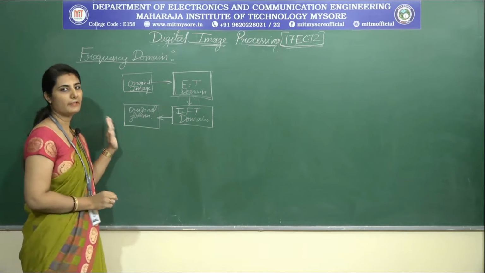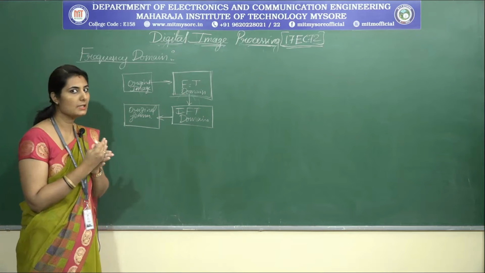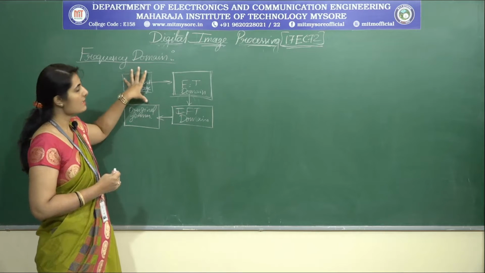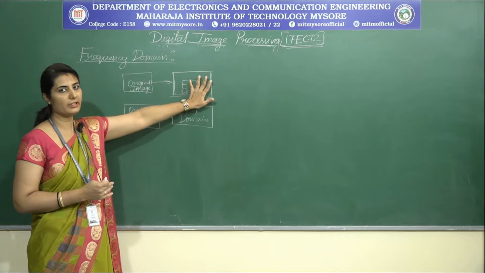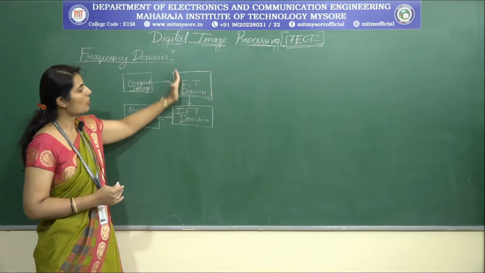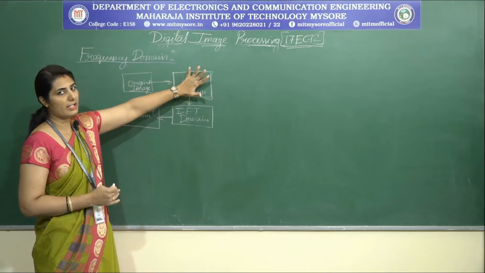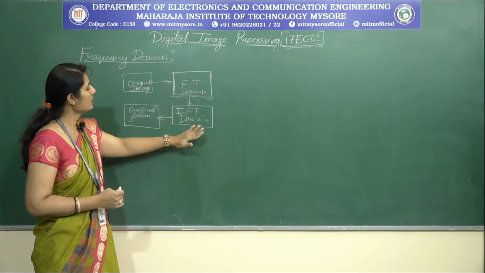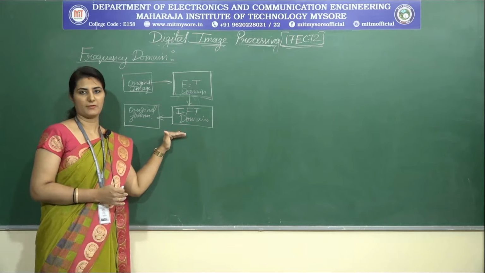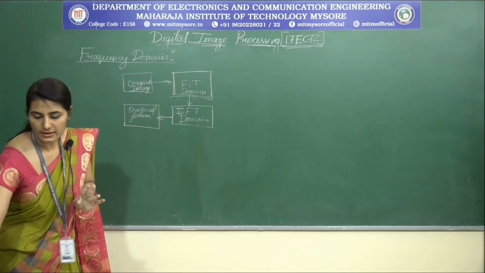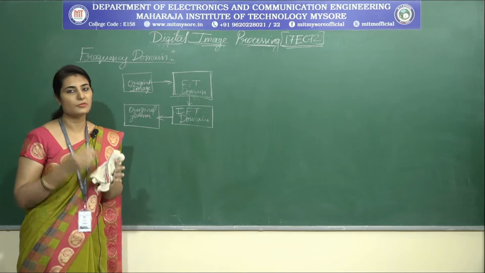So in the frequency domain we do not directly manipulate each and every pixel present in the image. The original image is first converted into the Fourier transform domain, we perform some processing operations on this Fourier transform domain image, and then we bring back the results into original form by performing the inverse Fourier transform.